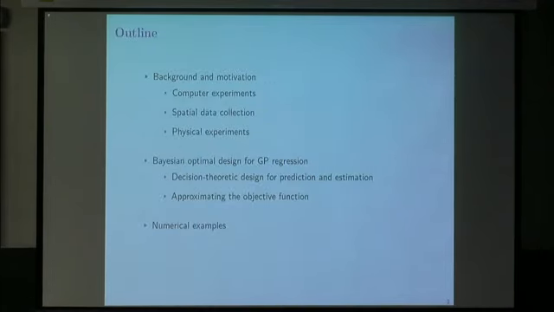This is an outline of my presentation. I will start with a brief introduction by giving the background and the motivation in three main research areas. So I will give examples from computer experiments, spatial data collection, and physical experiments. Then I will outline the Bayesian approach that we followed to find optimal design and describe the decision-theoretic approach that we use to derive our objective function for finding designs for prediction and estimation. Finally, I will illustrate the properties of these designs through numerical examples.